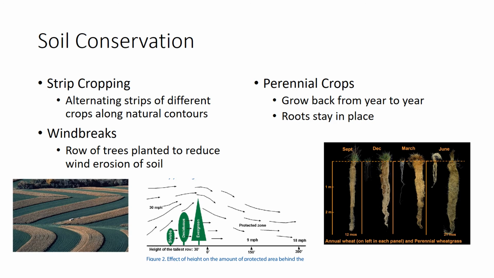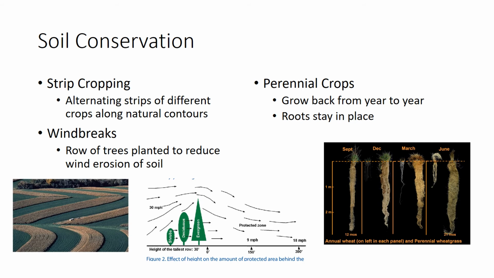Another method is called windbreaks. In this middle picture here, you can see that you have rows of trees planted really to block the wind coming into your crops. It slows down the wind and it's protected. And so basically, in this point, we're really talking about wind erosion as opposed to water erosion. And so the slower winds means that not as much soil is going to get picked up.